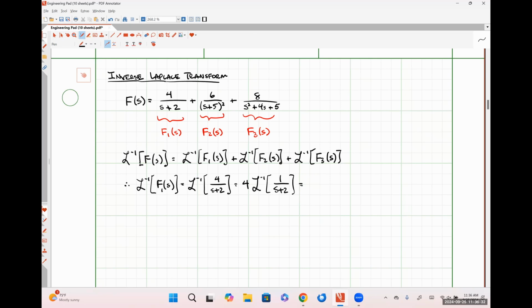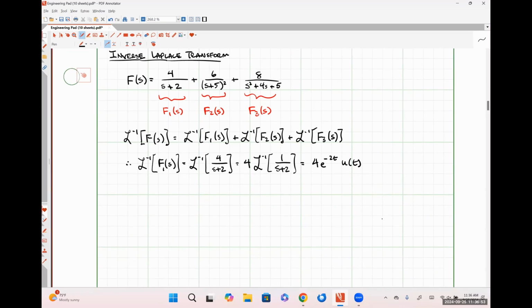So what's the inverse Laplace transform of 1 over s plus 2? e to the negative 2t, u of t, right? So this is going to give me 4e to the negative 2t u of t. Nothing particularly mind-blowing there. We can do something fairly similar.